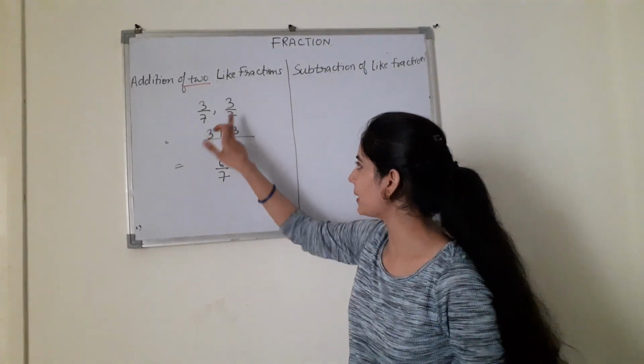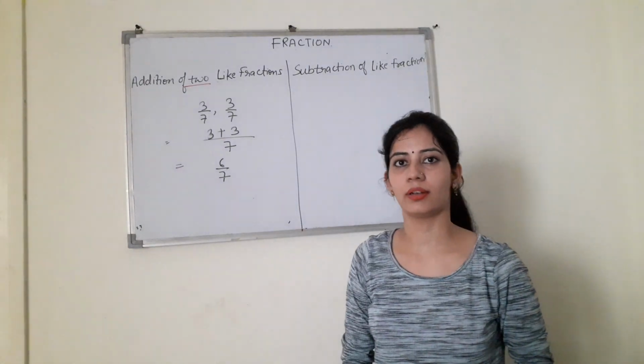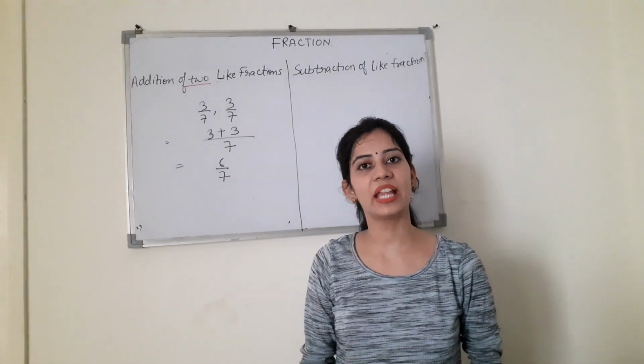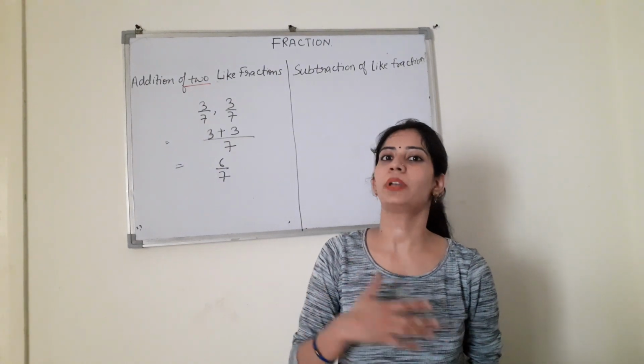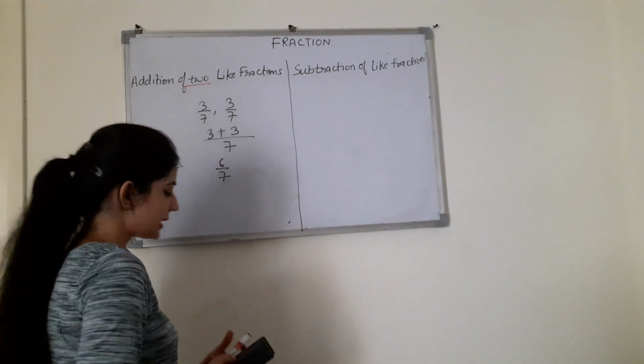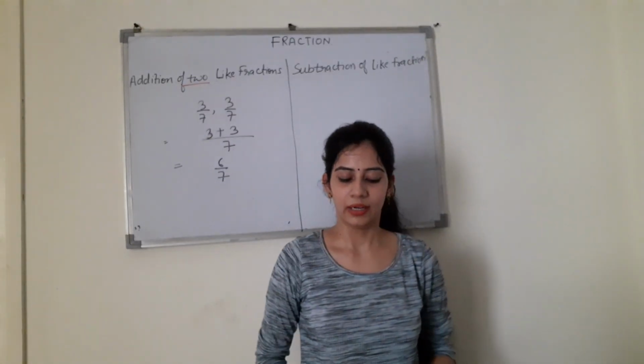So that is 3 plus 3, 6 by 7. Right? So this is the addition of like fractions. The same we will do in case of subtraction of like fractions. Okay? So let us start with subtraction of like fractions.